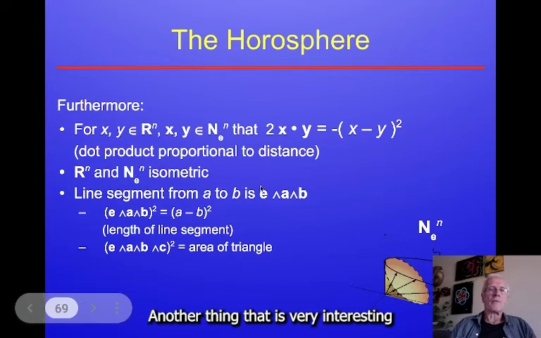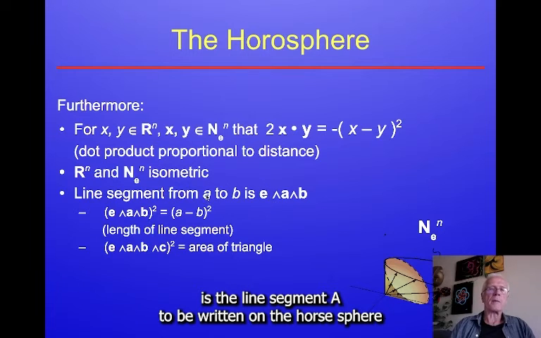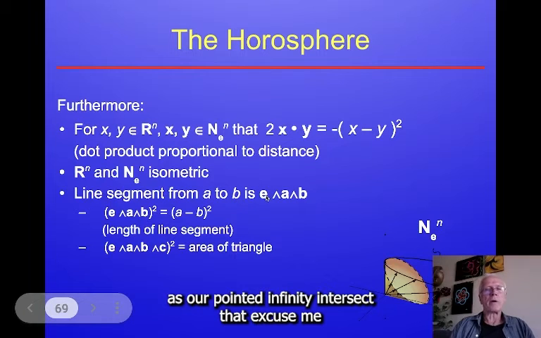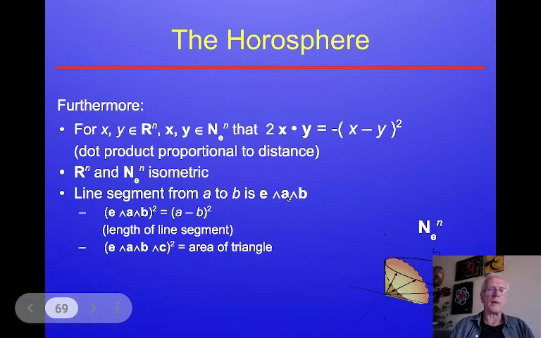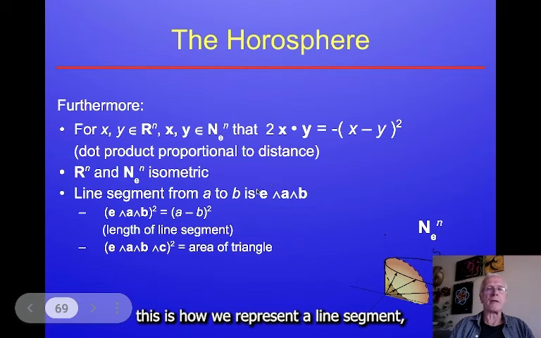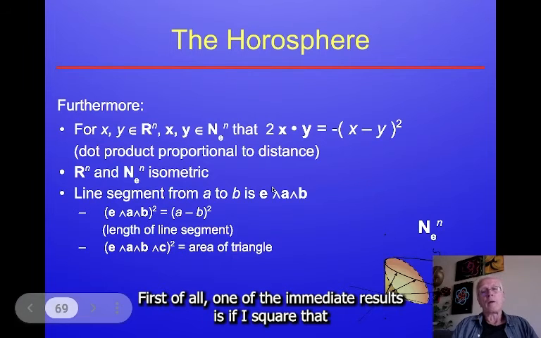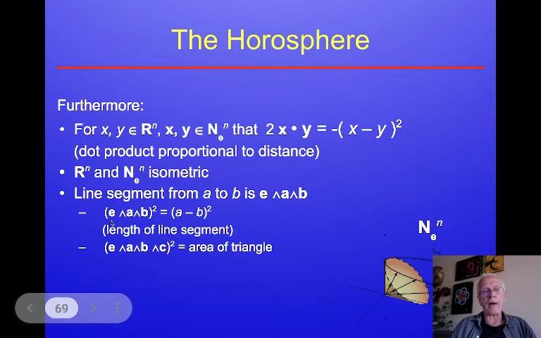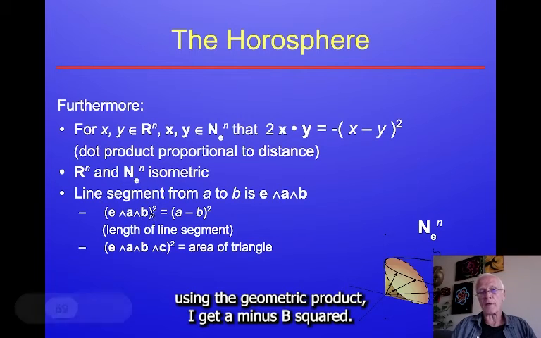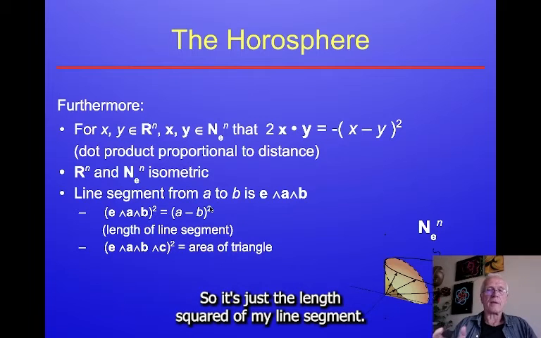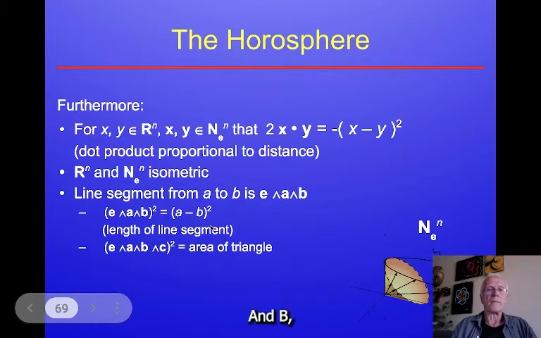Another thing that is very interesting is that the line segment A to B, written on the horosphere as our point at infinity wedged with A and B. This is how we represent a line segment, a limited segment, on the horosphere. Very convenient form. First of all, one of the immediate results is if I square that using the geometric product, I get A minus B squared. So it's just the length squared of my line segment A and B.